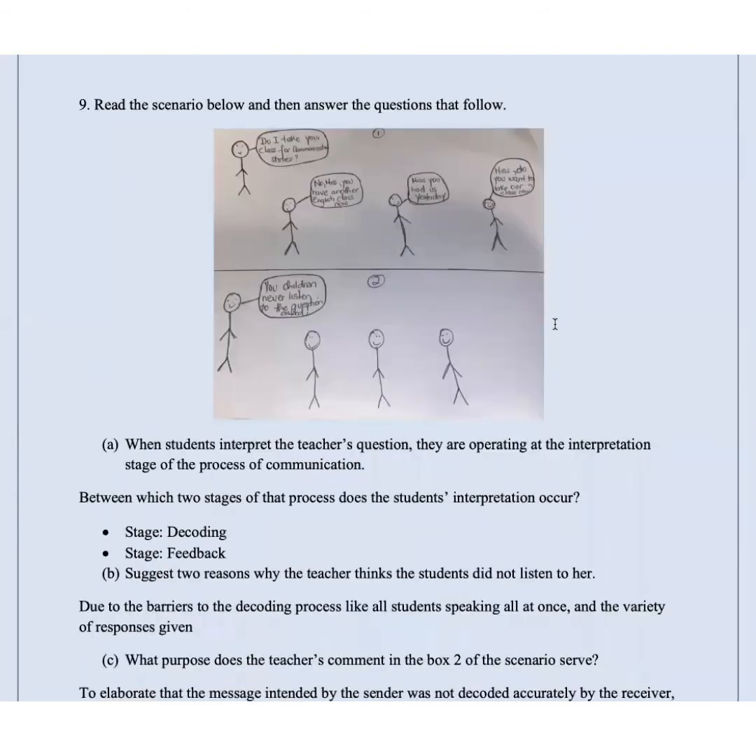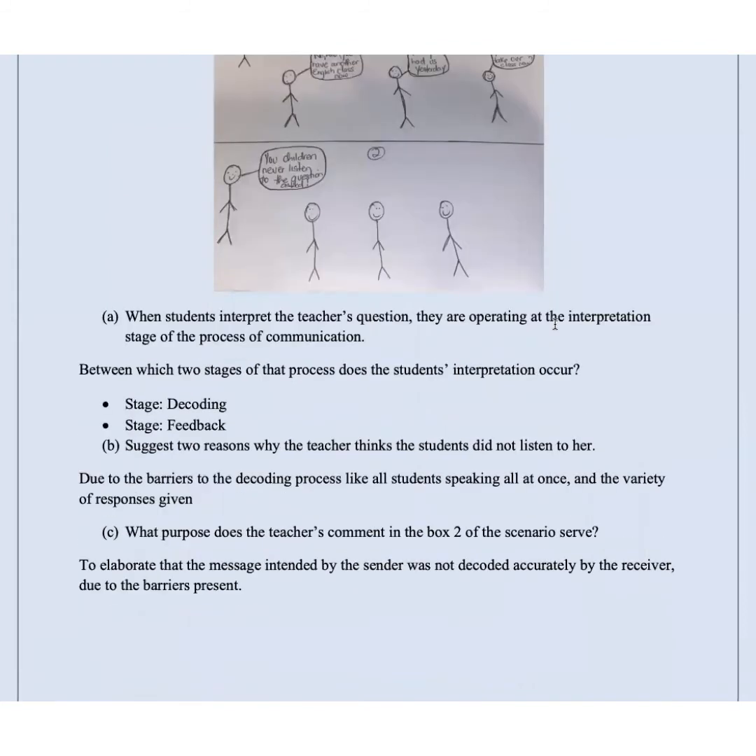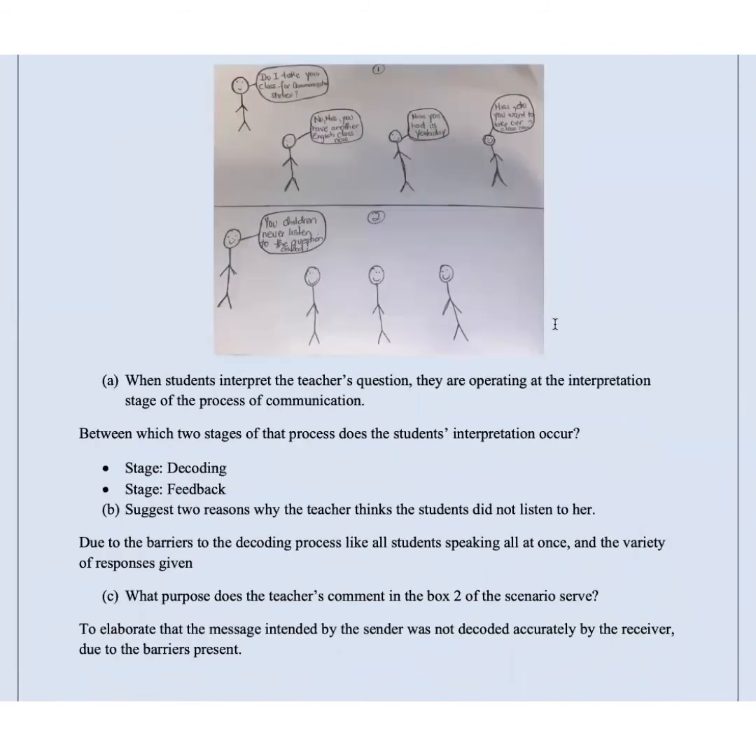So based on the scenario here, there were barriers in the decoding process. So the students were speaking all at once, right? And look at the responses given here. The teacher wasn't satisfied with any of these responses.